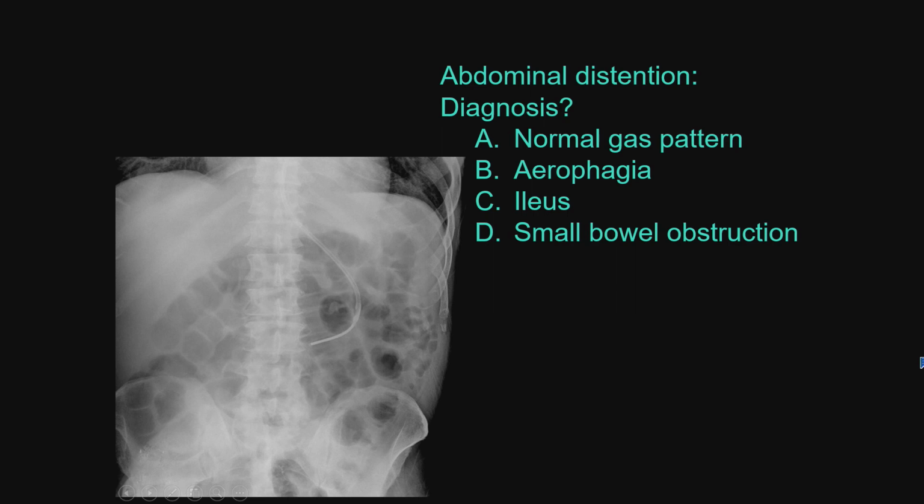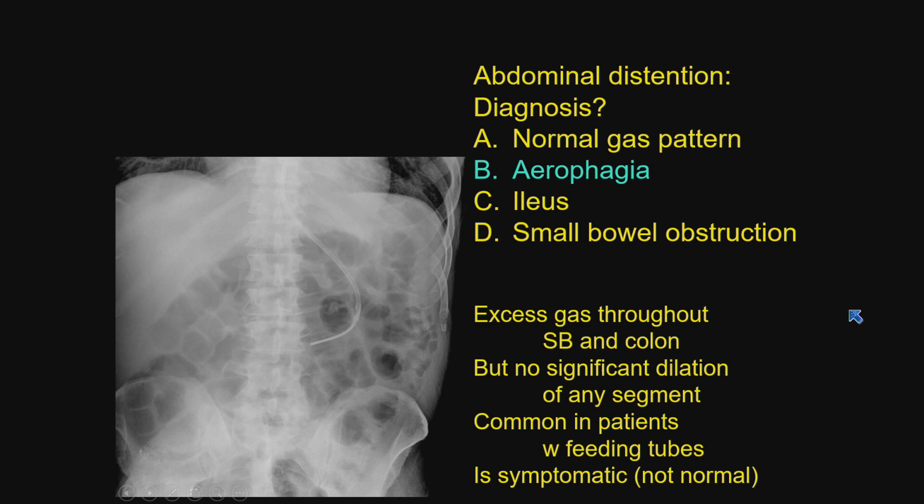Every resident that does a fluoro rotation with me gets a 100-point question test that they have to go over with me, and this is one of the test questions. This patient complains of abdominal distension. And what is the finding? Well, we see the feeding tube, and we see excess gas within the bowel, but no bowel segment is particularly dilated. Without dilation, you don't have ileus or obstruction, but this is not a normal bowel gas problem.